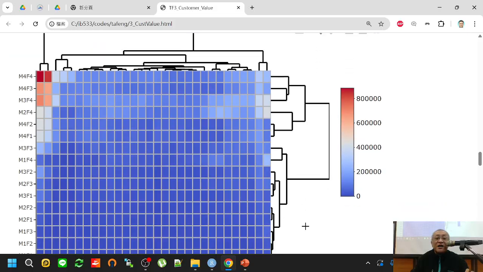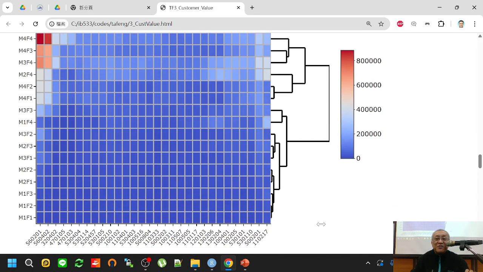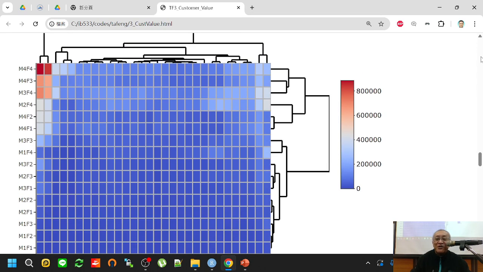As you can see, this heat map actually does not give us too much information. Okay, sorry, it's already 11 o'clock. Let's take a quick break, and we will carry on at 10 after 11. Okay.